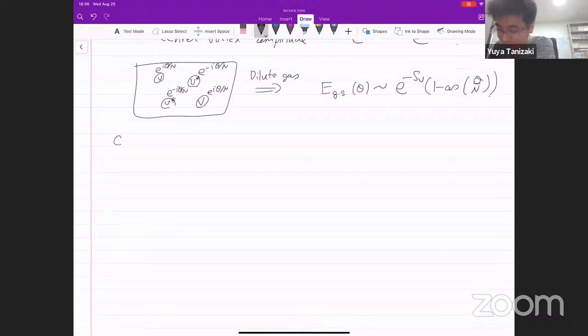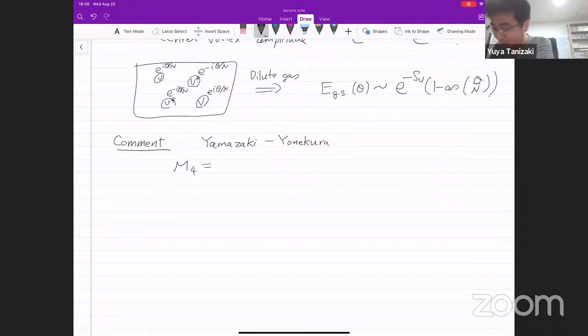But one comment is, there is a nice paper by Yamazaki and Yonekura. What they consider is slightly different from my setup. They consider M4 as S1 times S1 times S1 times R, where these are large and these are small. My idea is introducing the 't Hooft flux for this small S1 cross S1, but what they do is introduce non-trivial 't Hooft flux between one of the small S1 and one of the large S1.